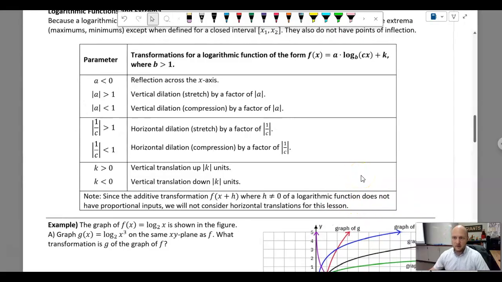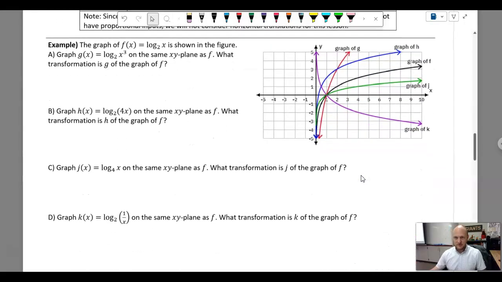All right, let's look at some examples. The graph of f of x equals log base 2 of x is shown in the figure. Graph g of x equals log base 2 of x cubed on the same plane as f. What are the transformations of g from f?